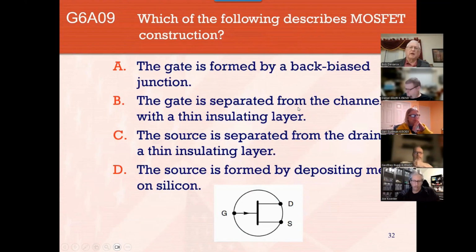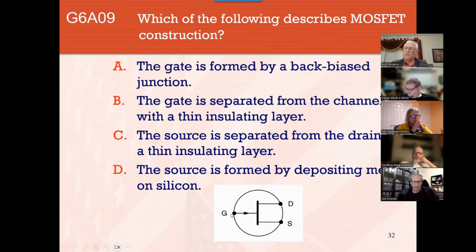Which of the following describes the MOSFET construction? Anybody know what MOSFET stands for? Just for grins, metal oxide semiconductor field effect transistor, which is a little different from a junction FET or junction transistor, but we don't worry about that one too much. Which of the following describes it, and they have a picture of it down at the bottom there.